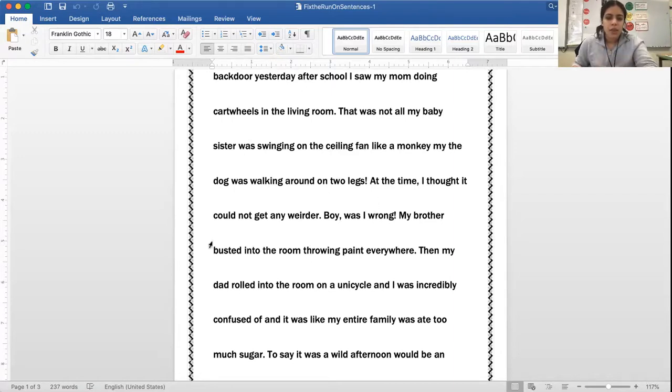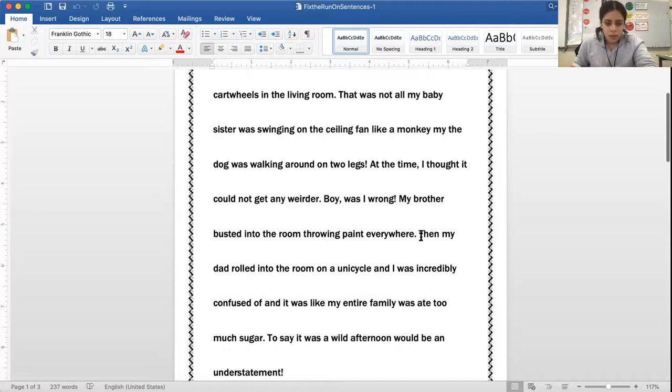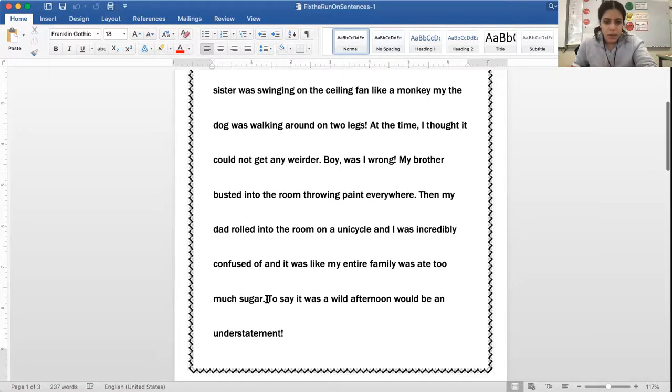At the time, I thought it could not get any weirder. Boy, was I wrong. My brother busted into the room throwing paint everywhere. Capital, okay. Then my dad rolled in the room on a unicycle and I was incredibly confused and it was like my entire family ate too much sugar. Capitalized at the beginning. I'm noticing these periods and I'm like, capital. To say it was a wild afternoon would be an understatement. All right, so capitalization's good.